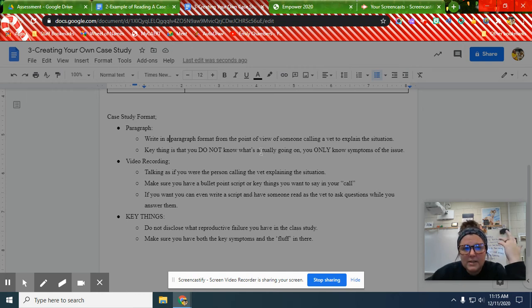So this is very similar to what I did in my example, the one where you had to highlight red and green and then identify what the animal was or what the issue was. That's what we're looking for. So a paragraph format, as if you were calling to explain a situation that your animal is going through. The key thing is that you do not know what exactly is going on. You only know the symptoms of the issue, so you only want to list the symptoms of the issue.